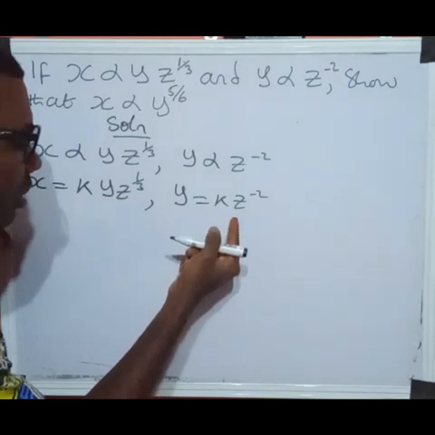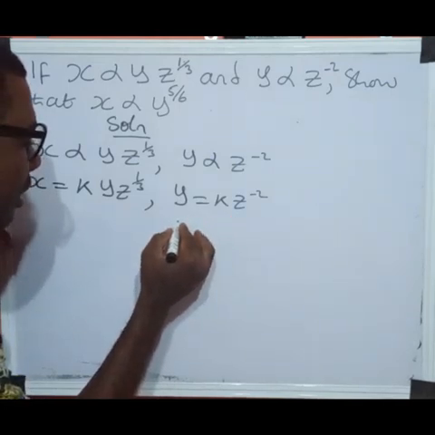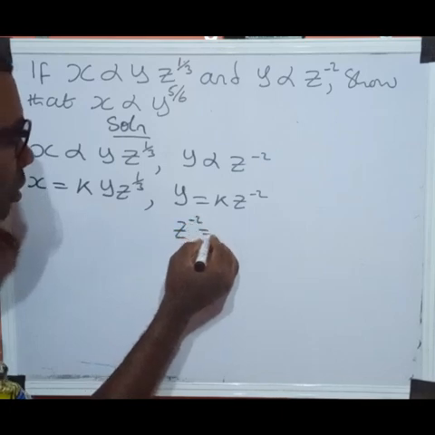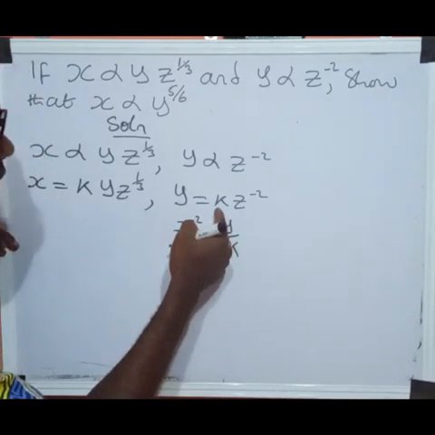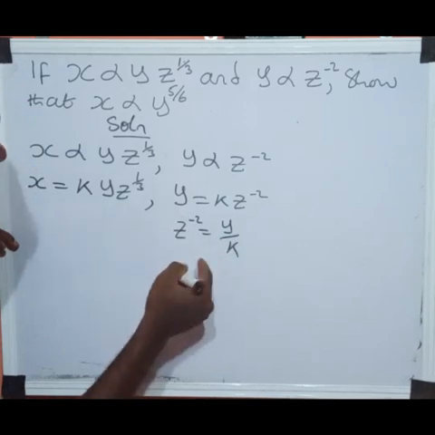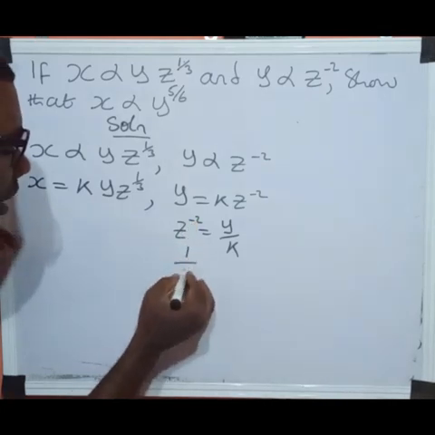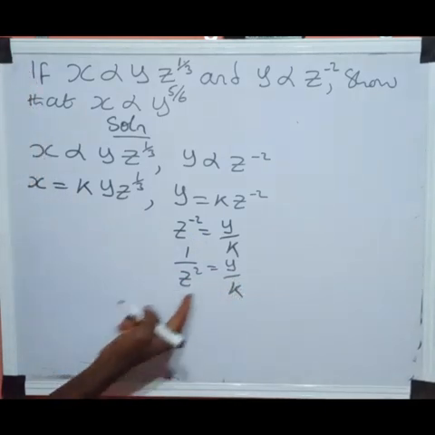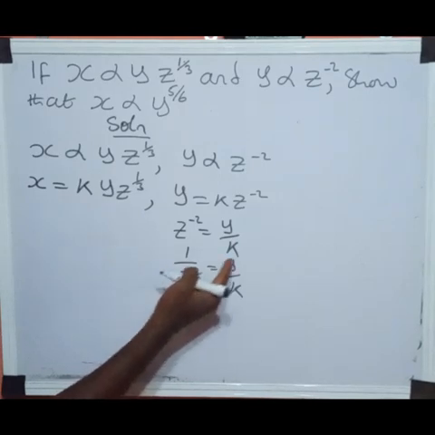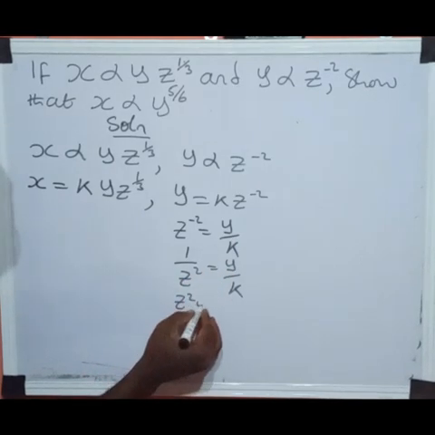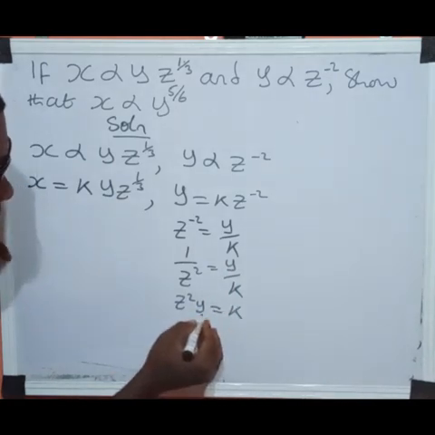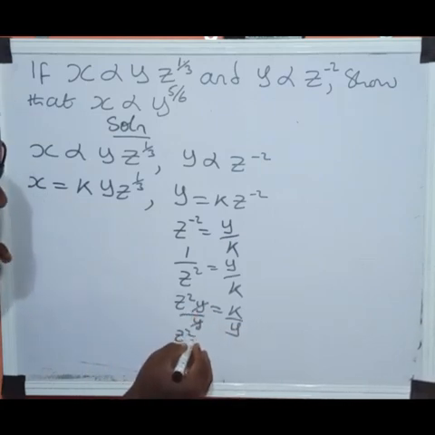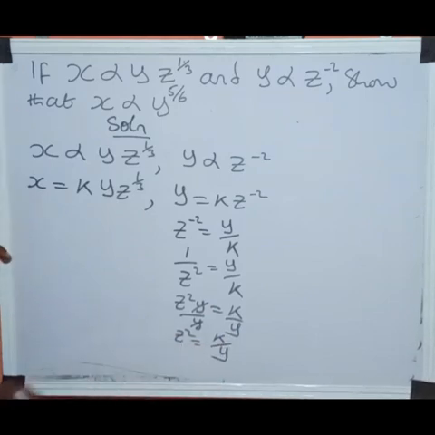If we make z the subject of the formula here, we are going to have z raised to the power minus 2 equal to y over k. If we divide both sides by k, we'll have this. And you know that this is 1 over z raised to the power 2 equal to y over k. Remember, we want to make z the subject of the formula. So if we cross multiply, we have z squared y equals k. And we divide both sides by y, so that we have z squared equals k over y.